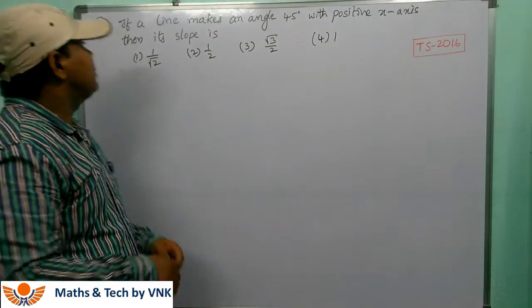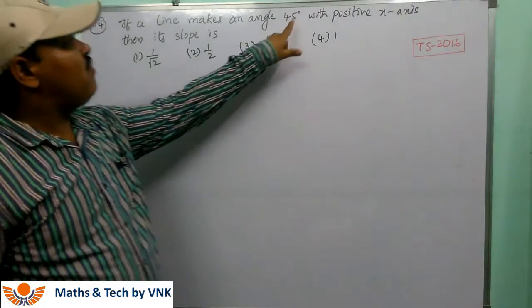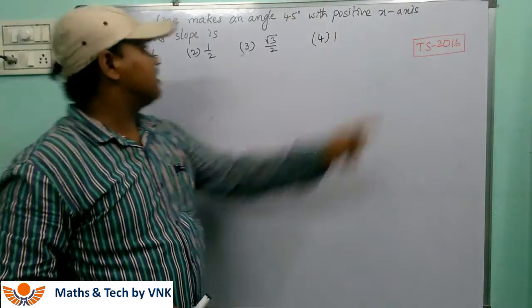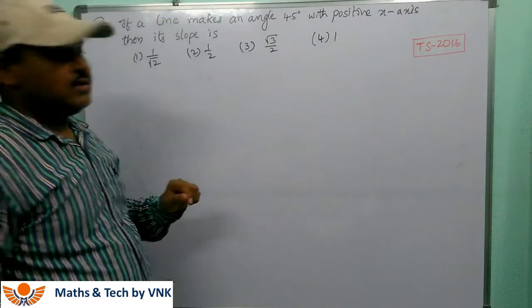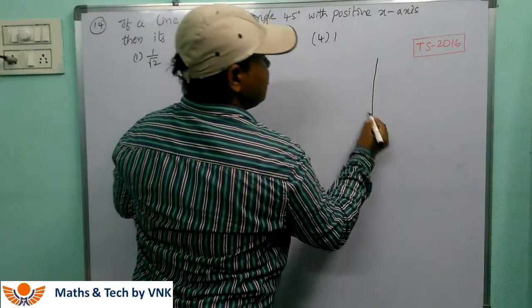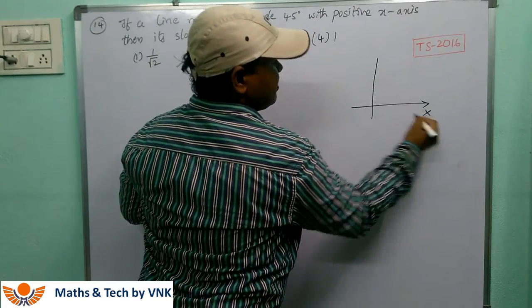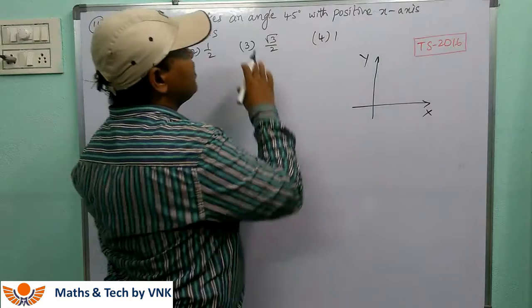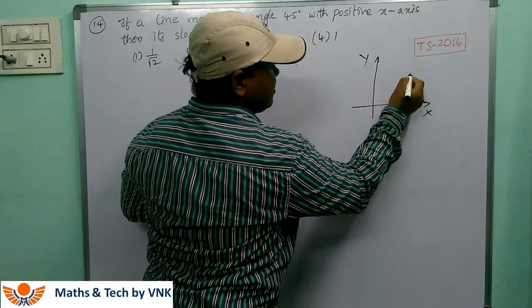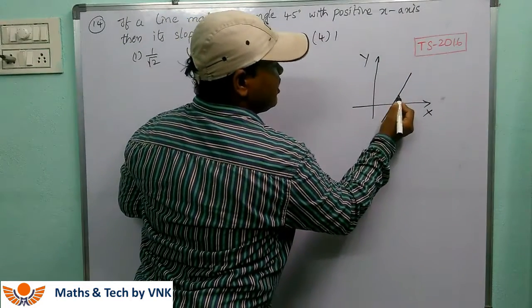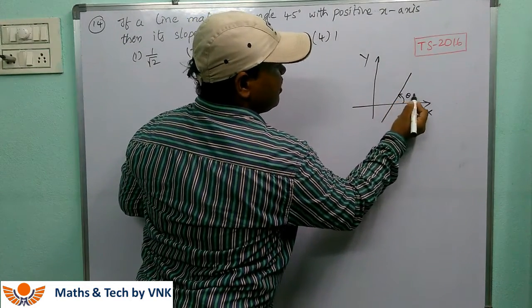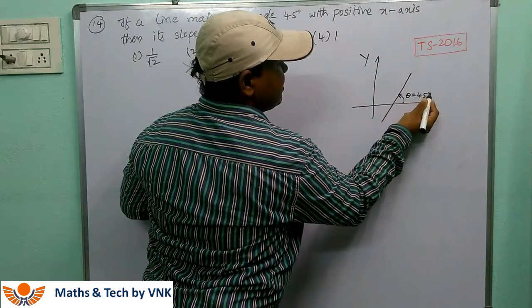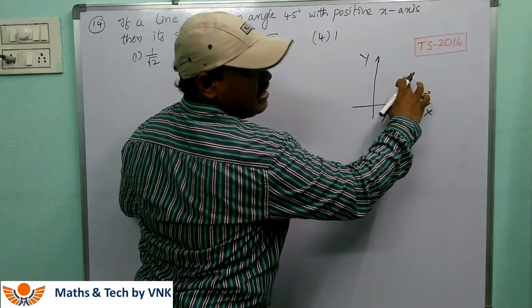Next question is, if a line makes an angle 45 degrees with positive x-axis, then its slope is. Consider, this is positive x-axis and this is positive y-axis. Now a line is making 45 degrees with positive x-axis. So this is a line. So it is making an angle theta is equal to 45 degrees. Then we want the slope of this line.